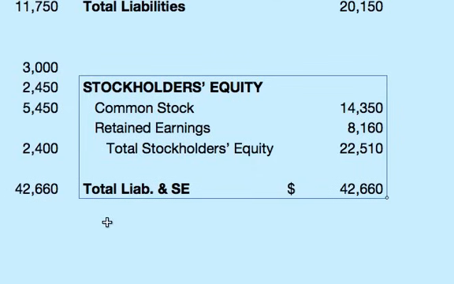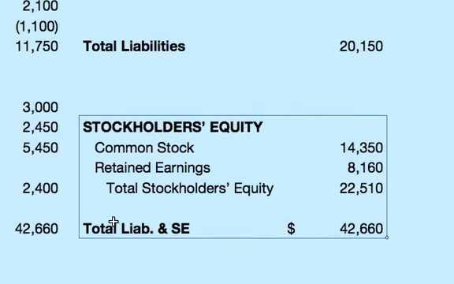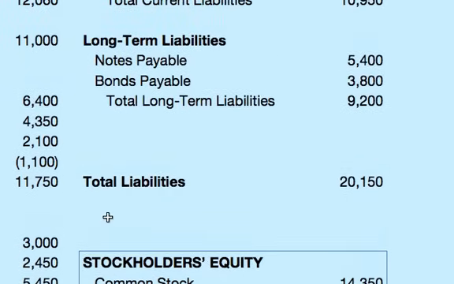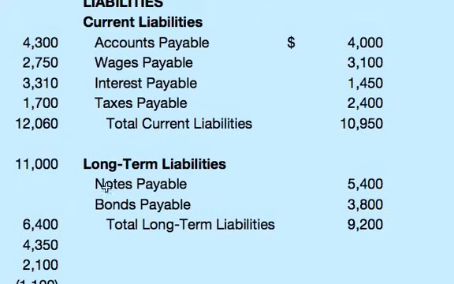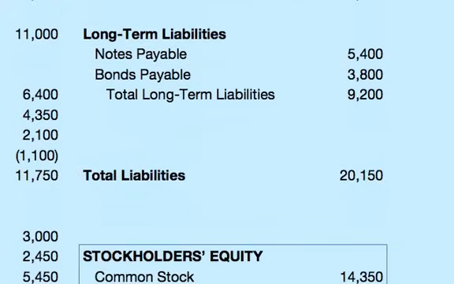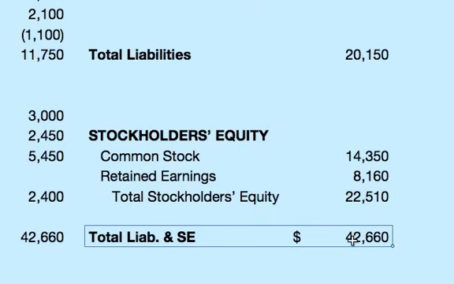Stockholders' equity is just what the owners of the company own, and it's broken down into different accounts such as common stock, retained earnings. Other things that could be here are preferred stock, additional paid-in capital, things like that. And because stockholders' equity and liabilities are both on the right side, they are added together. And as you see here, the final line is total liabilities and stockholders' equity.